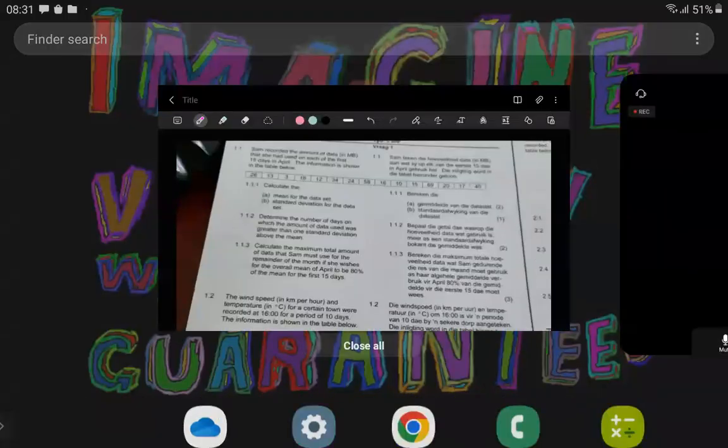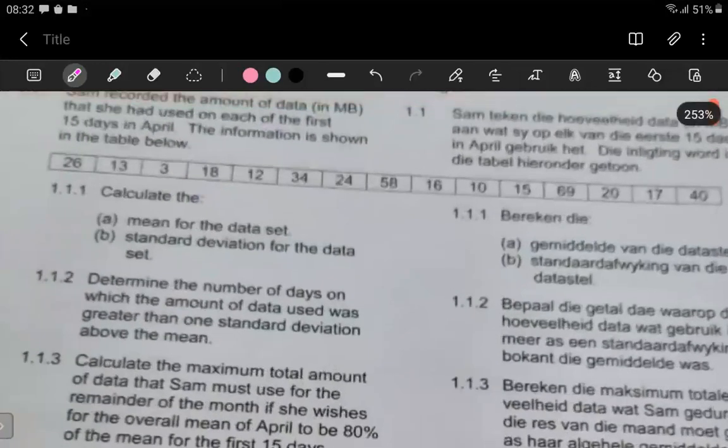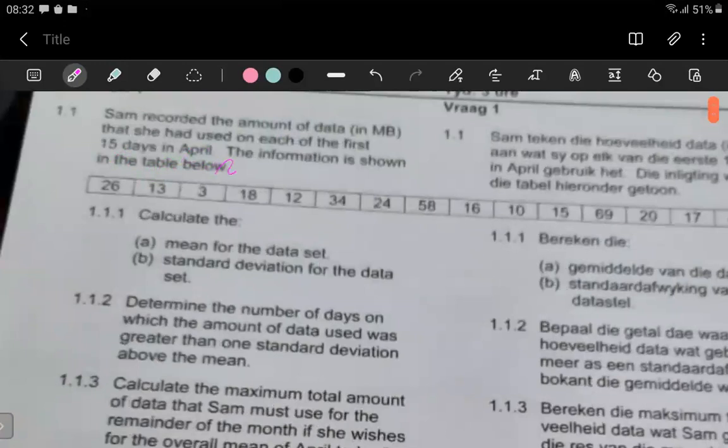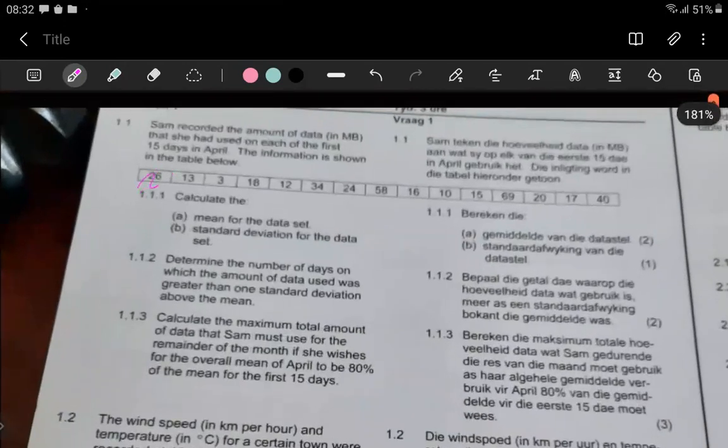Anyway, it says here, Sam recorded the amount of data in megabytes that she had used in each of the first 15 days in April. The information is shown in the table below. So information shown in the table, right? The first day she used 26.13.